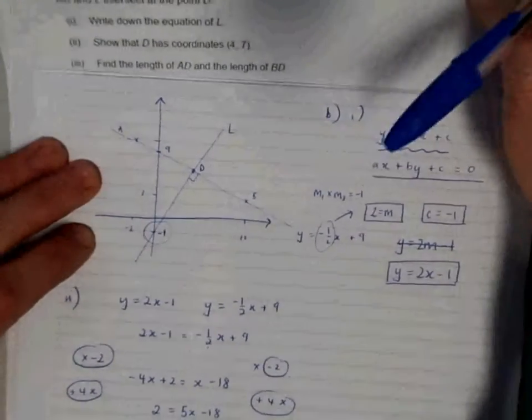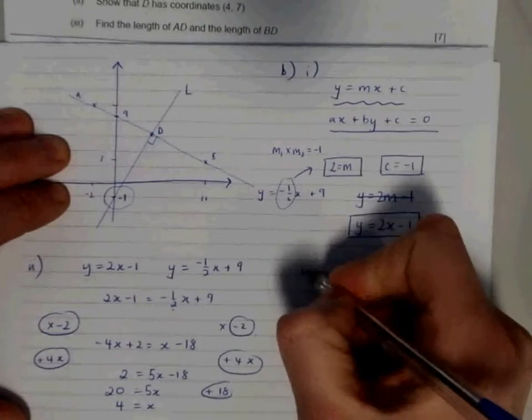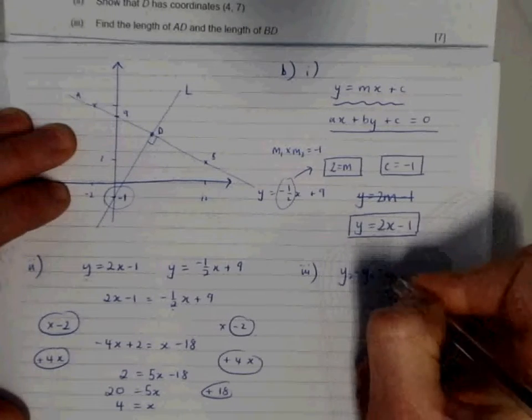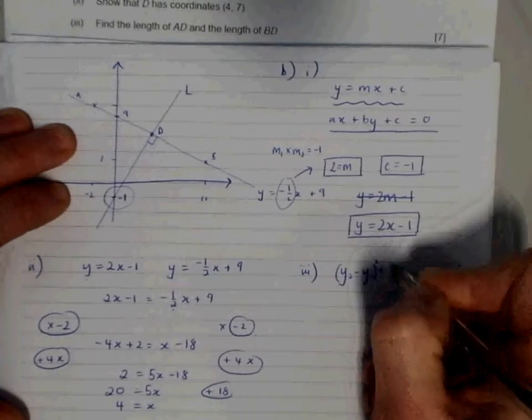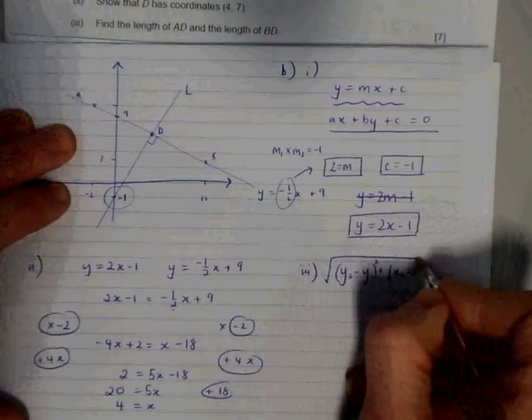Find the length of AD and the length of BD. Right, so I'm going to squeeze that in here. You would not be advised to squeeze it in the exam. The length of a line is your Pythagoras-y kind of formula. That's where it comes from. Difference in the x's, difference in the y's, squared and square rooted.